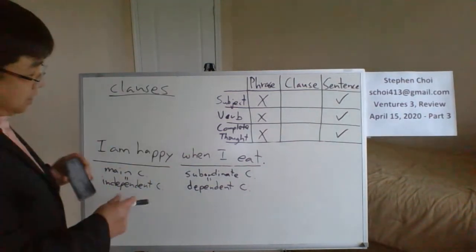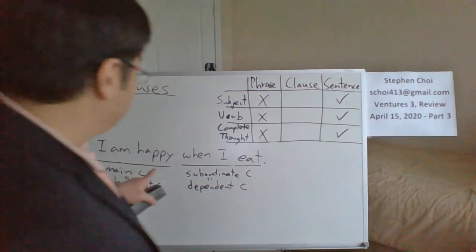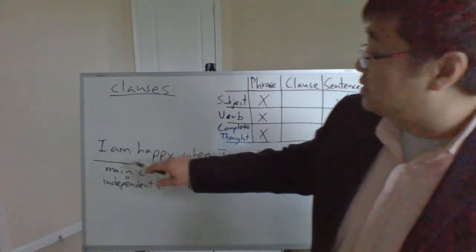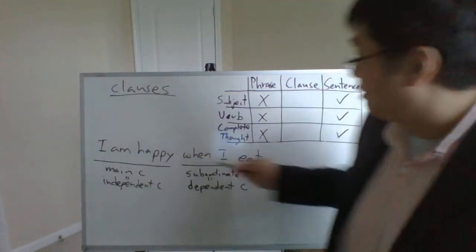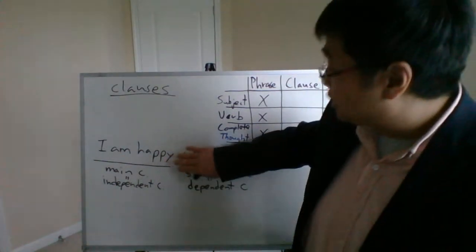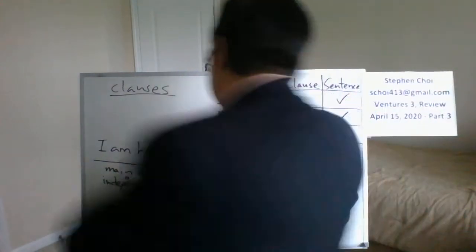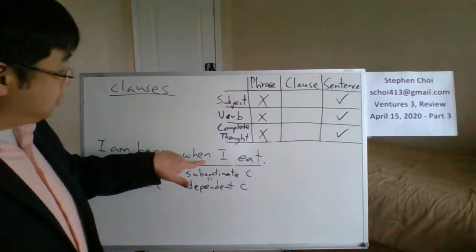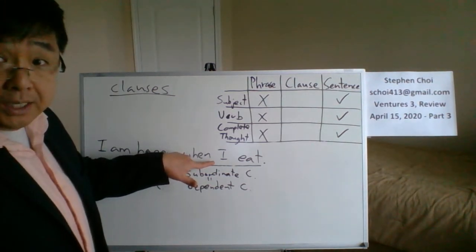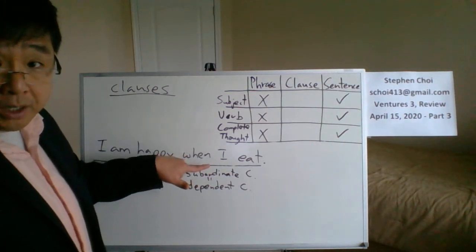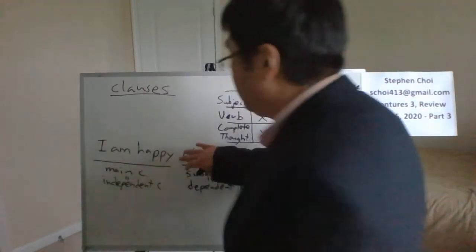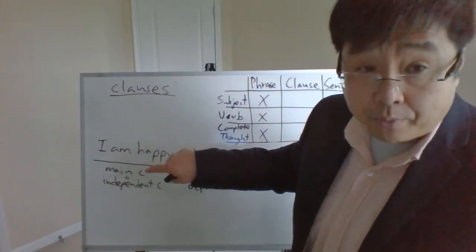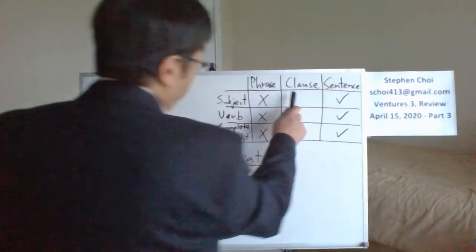Okay? So as you can tell, this sentence has two clauses with two subjects and two verbs. The difference: this one has a complete thought, and this one doesn't. Okay? And that's why the one without the complete thought is the dependent clause or the subordinate clause, and this is called the independent clause or the main clause. Okay? So, look at the chart.